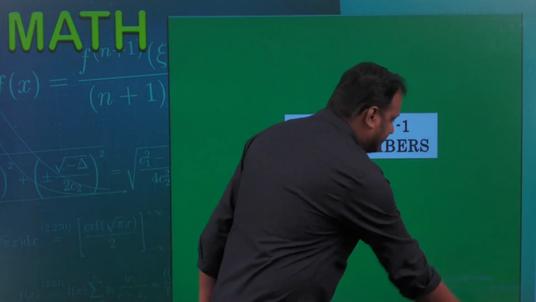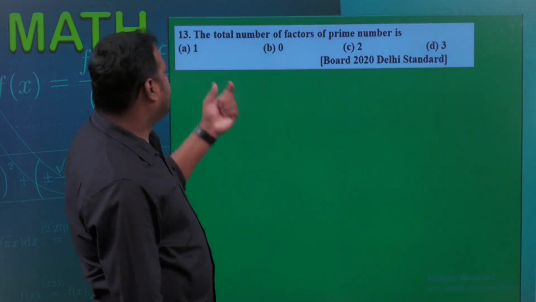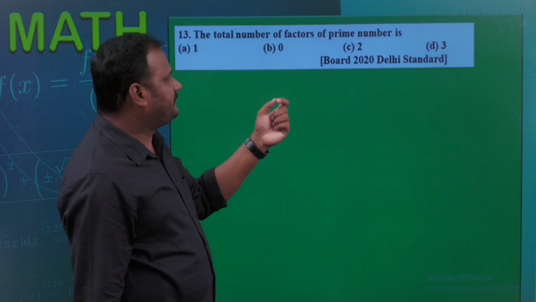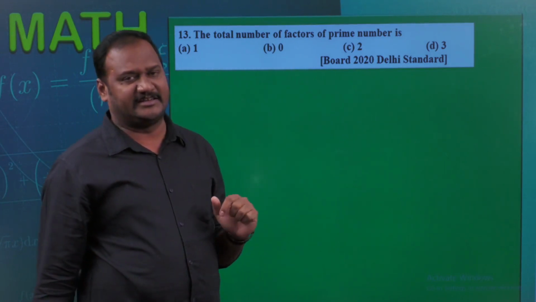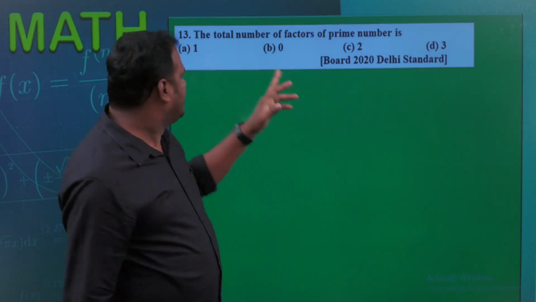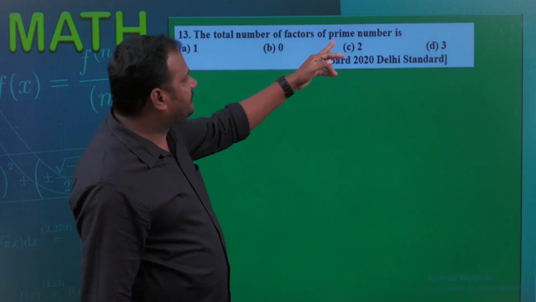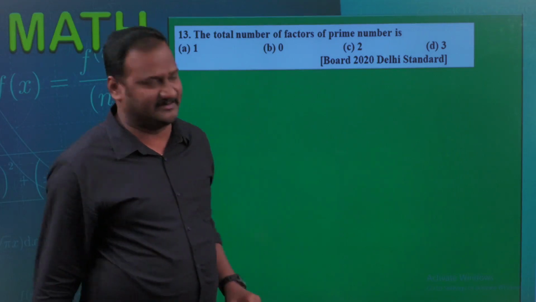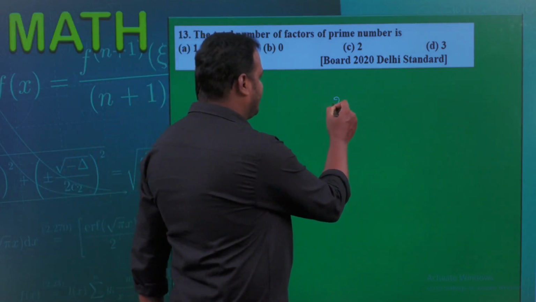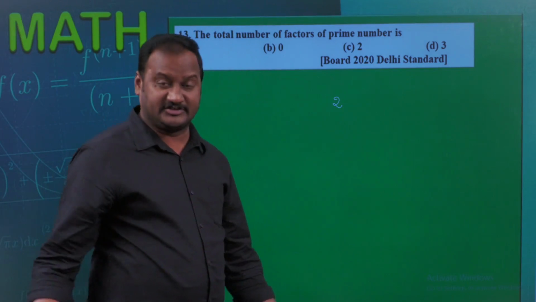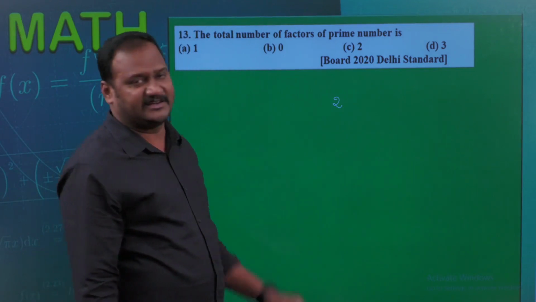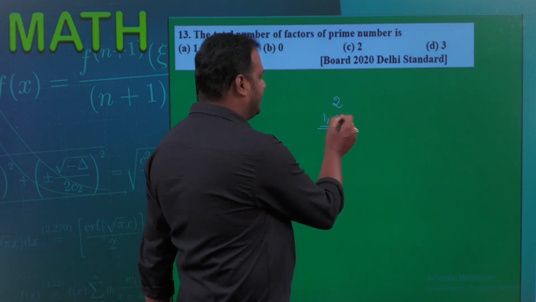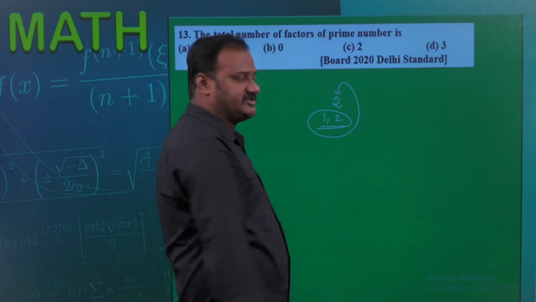The very first problem is: the total number of factors of a prime number is. Of course, this is a 1 mark problem. You take any prime number, for example, the least prime number, which is of course an even prime number also. What are the factors of 2? 1 is a factor and 2 is a factor. That is why the number 2 is said to be a prime number.